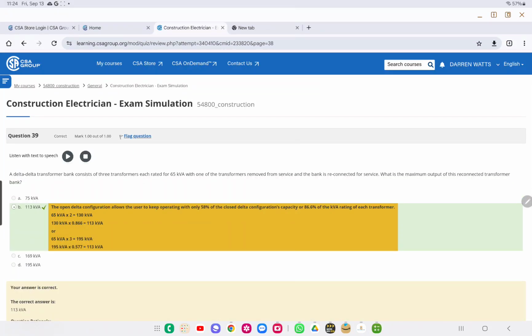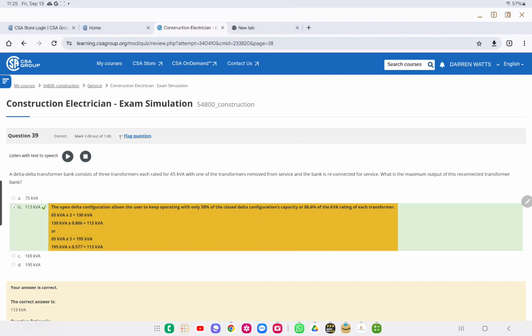A delta-delta transformer bank consists of 3 transformers, each rated at 65 kVA. With one of the transformers removed from service and the bank reconnected for service, what is the maximum output of this reconnected transformer bank? Okay, so we have 3 deltas and 1 is removed. So we actually have an open delta situation here.